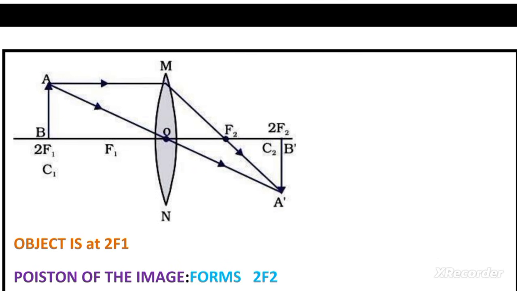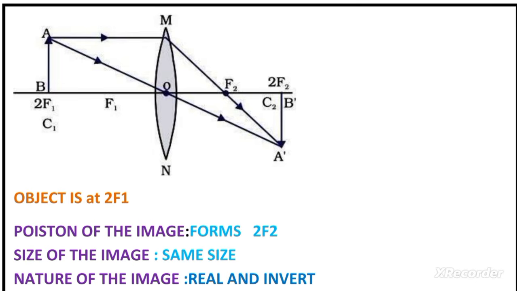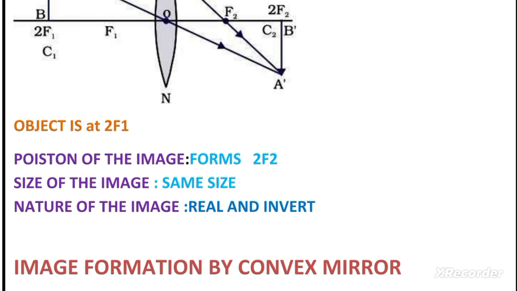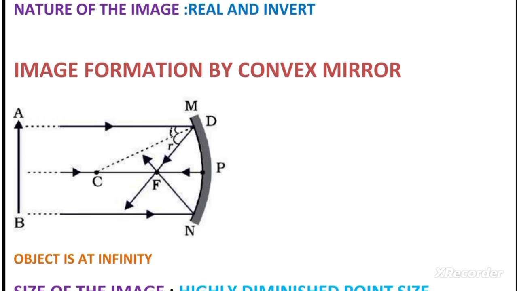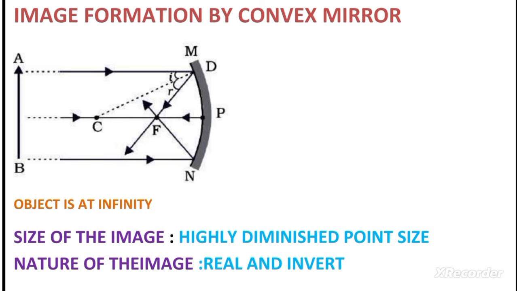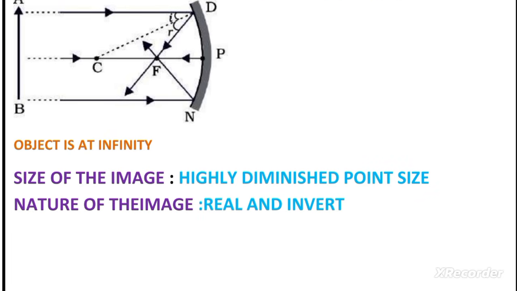Next ray diagram, object is at 2F1. Object is kept at 2F1. Image forms at 2F2. Size of the image: same size. Nature of the image: real and inverted. Next, image formation by concave mirrors. First, object is kept at infinity. Size of the image: highly diminished, point size. Nature of the image: real and inverted.